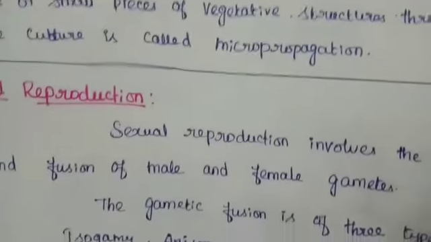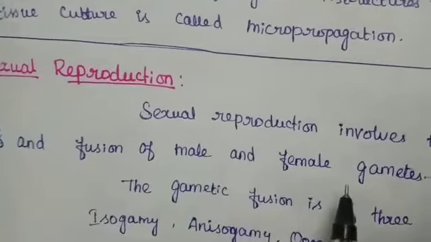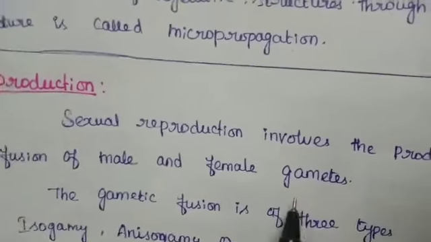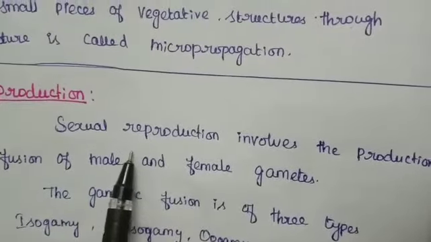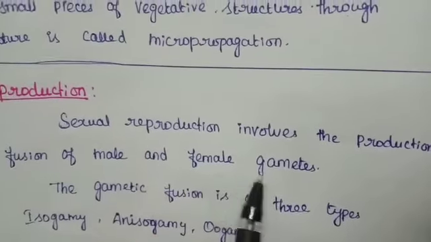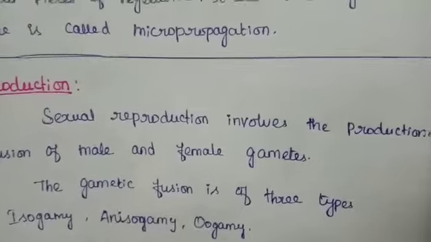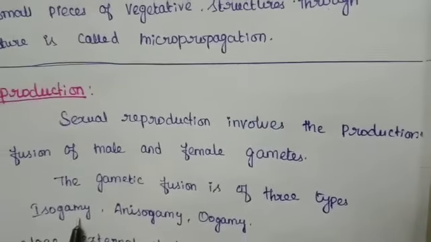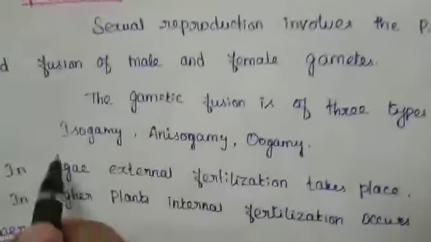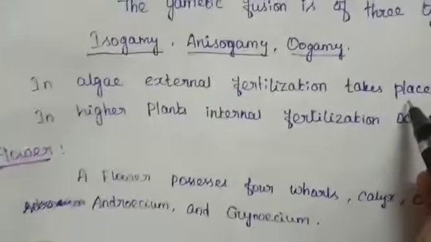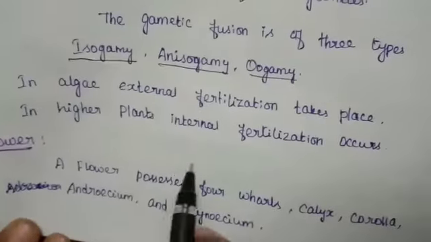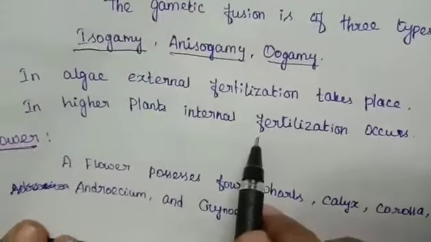Next, sexual reproduction. Sexual reproduction involves the production and the fusion of male and female gametes. Already I have told you what is sexual reproduction: fusion of male and female gametes. The gametic fusion is of 3 types: isogamy, anisogamy, and oogamy. These are what you studied in your 11th standard. In algae, external fertilization takes place. In higher plants, internal fertilization takes place.